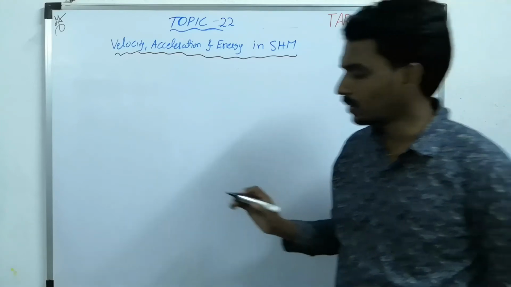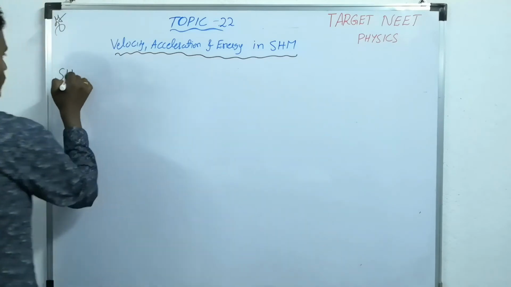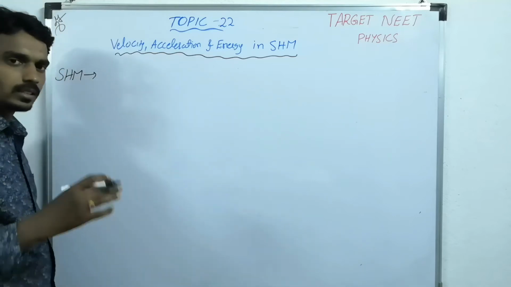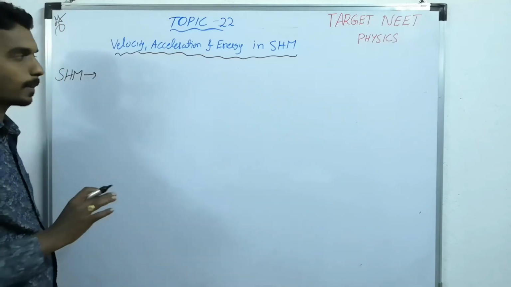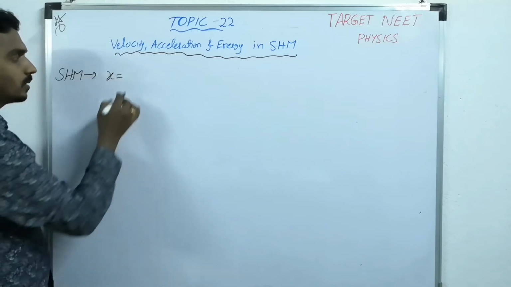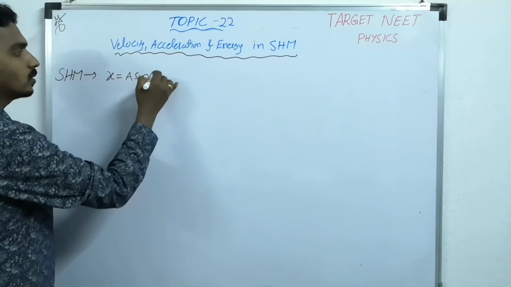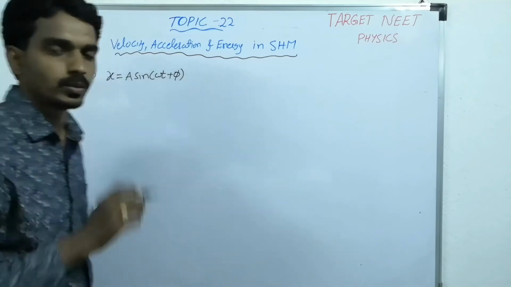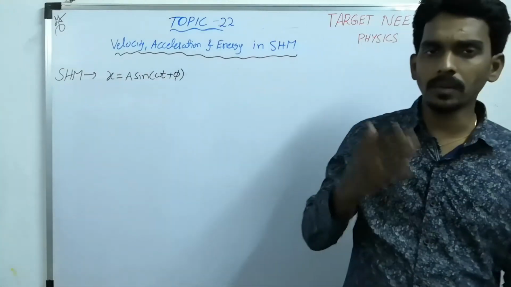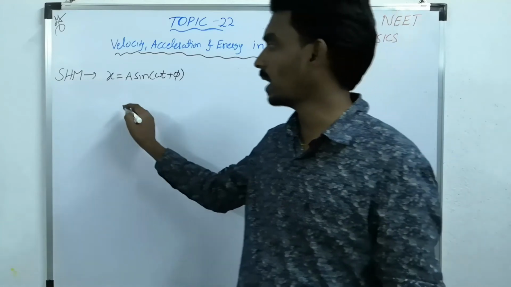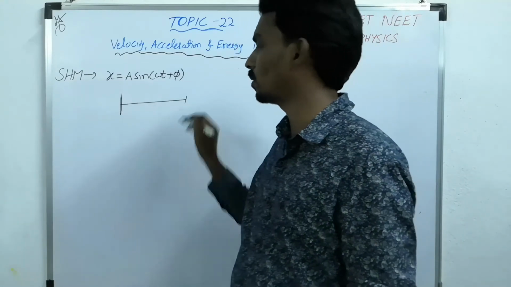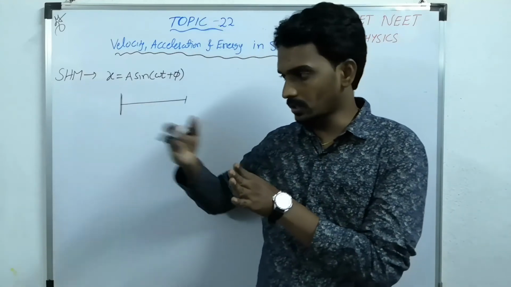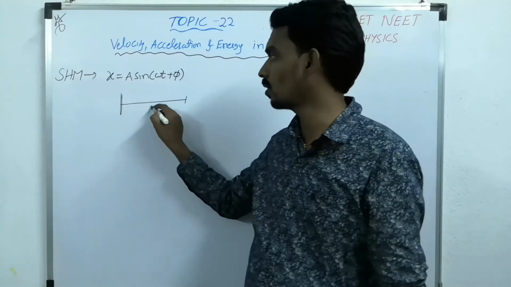If you consider a simple harmonic motion, it is an oscillatory motion whose acceleration is always towards a fixed point. And we have the generalized equation for the displacement, A sin(omega t plus phi), where A is amplitude. What is amplitude? The maximum distance or maximum displacement from the equilibrium position. In an oscillatory to and fro motion, the maximum distance reached on one side is called what? Amplitude.